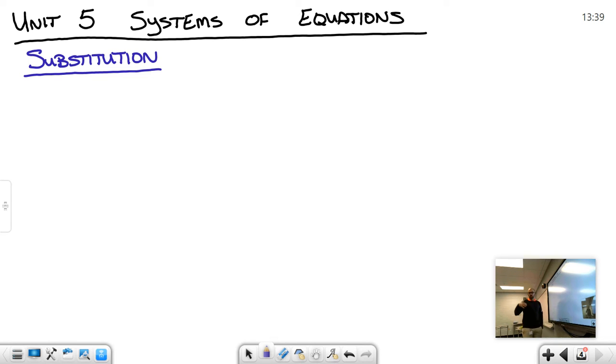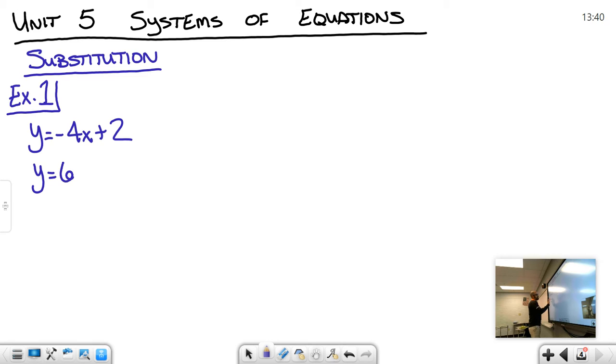So what I'm going to do is we're going to do what we normally do. Put an example down, talk about the steps, and kind of go with it, all right? So example one, our system is going to be y equals negative 4x plus 2 and y equals 6x minus 8. Okay, so these are two equations. We're going to solve these by using substitution. All right.